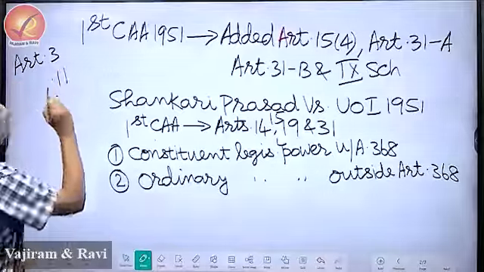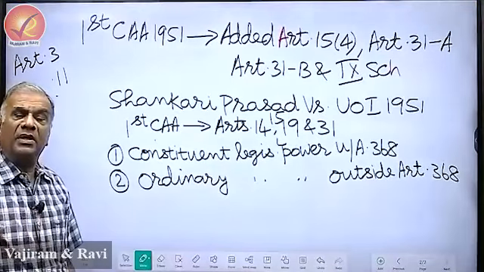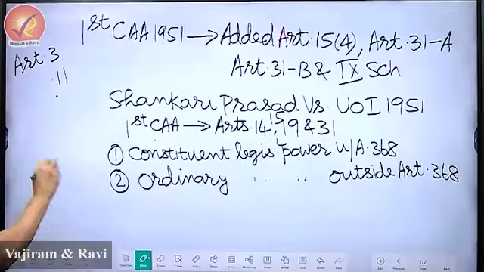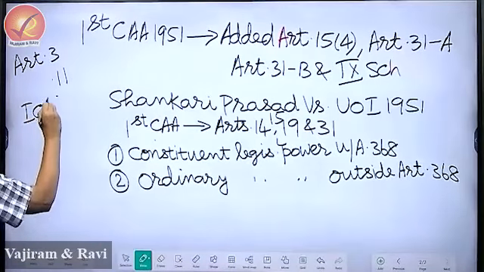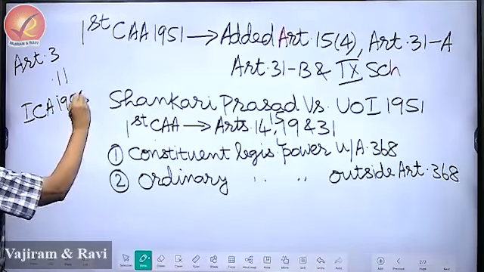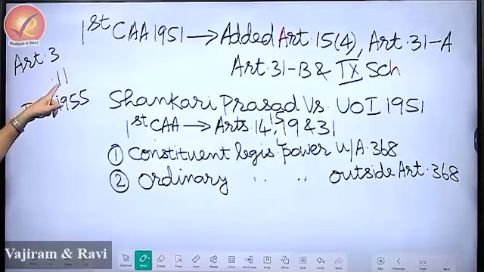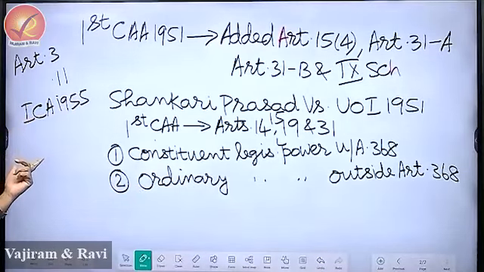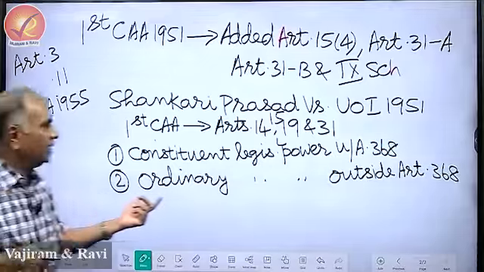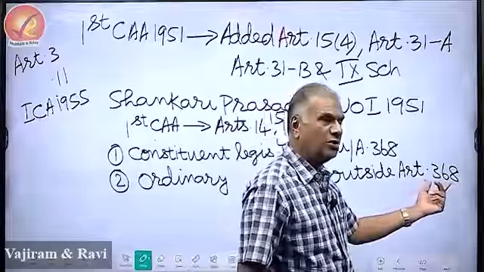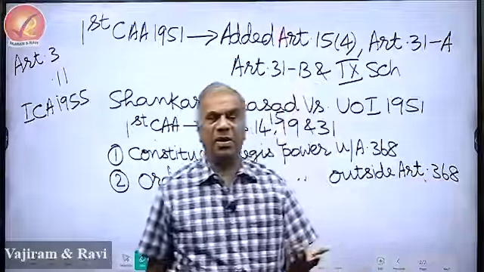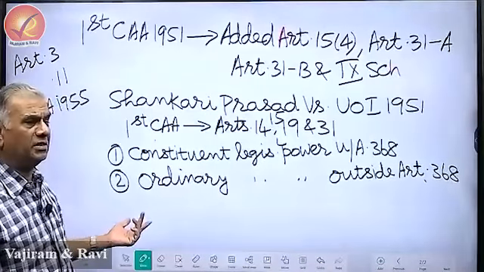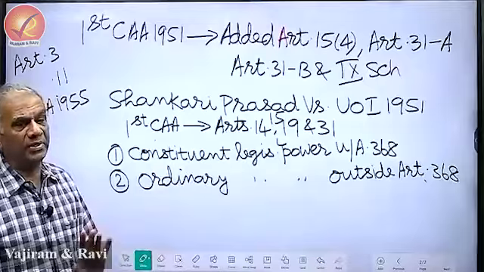What is Article 11? The Parliament can regulate the citizenship in India. And thus under Article 11, the Parliament enacted the Indian Citizenship Act, 1955. So therefore under Article 11, the Parliament has ordinary legislative power under which it can regulate the citizenship rights in India. Likewise, there are many such articles outside Article 368 under which the Parliament enjoys legislative power, and those legislative powers are ordinary legislative powers exercised with a simple majority.